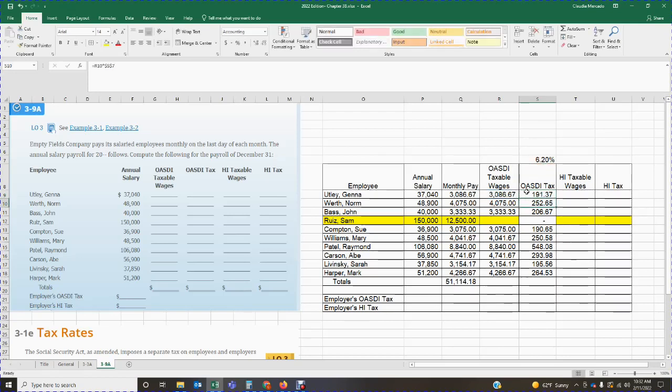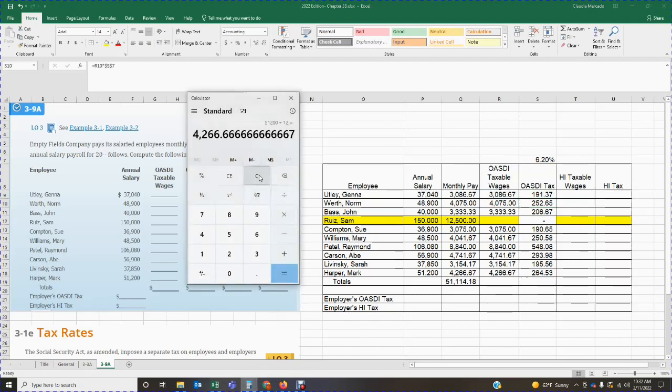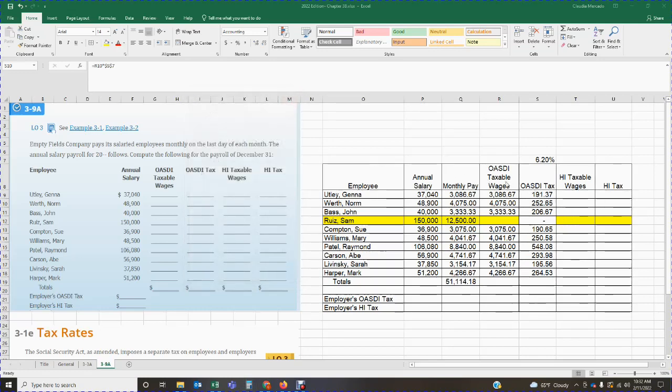If you want to do it the long way, which is in a calculator, you can do the same thing. You'll do 3086.67 times 6.2%, and that will give you 191.37. So it's up to you how you do it. It's just multiplying the taxable wages times the rate of 6.2%, and that will give you the taxes. Now we are missing Sam, which we're going to leave for the end.